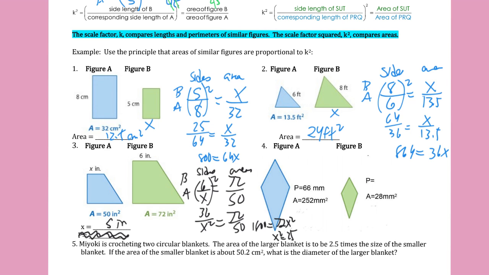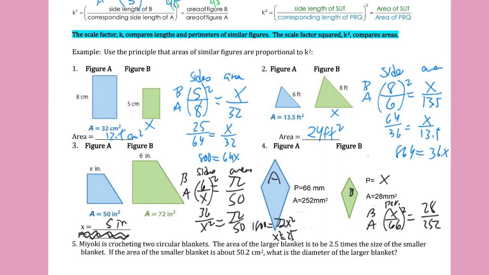And so if we call this guy x and we say, okay, let's call this A and B. Let's do the ratio, B over A, and let's do perimeter. And that's x over 66. Those are not related until we square them, equal to the ratio of the areas, 28 over 252.